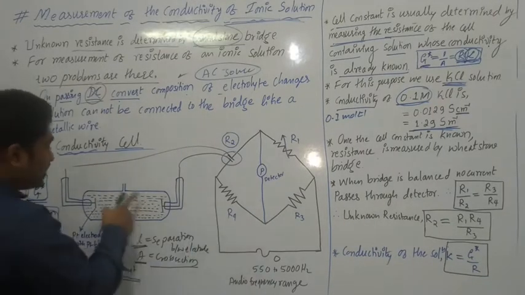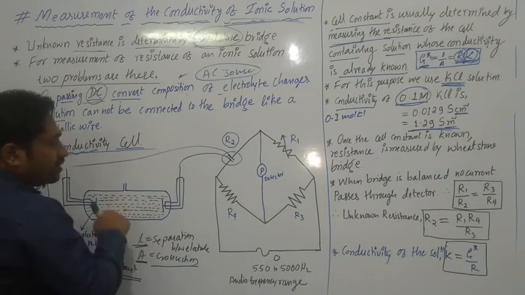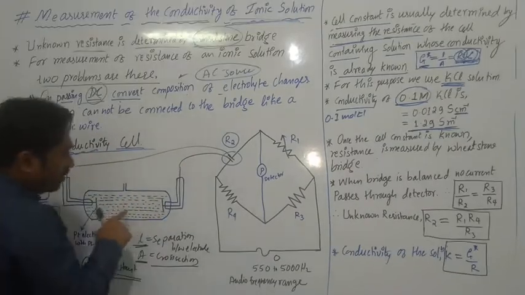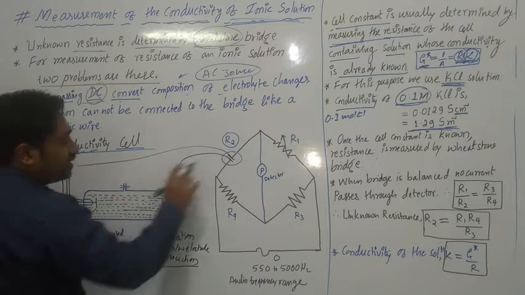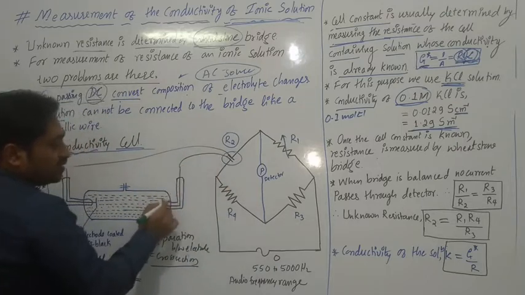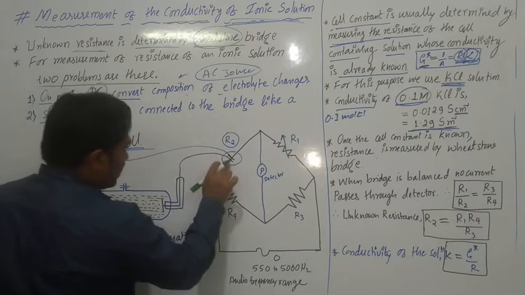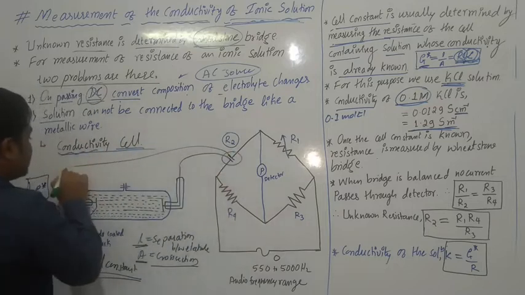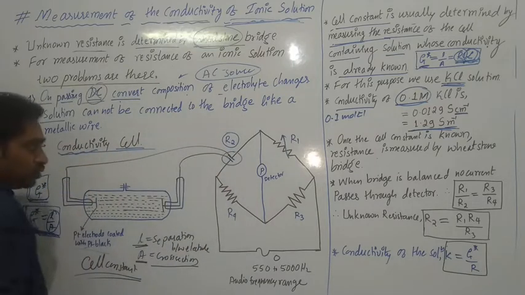Now I have to calculate the resistance of this cell. So this cell is the resistance of this solution. So this cell is connected here like this. This terminal is connected with one terminal and another terminal is connected with another electrode.